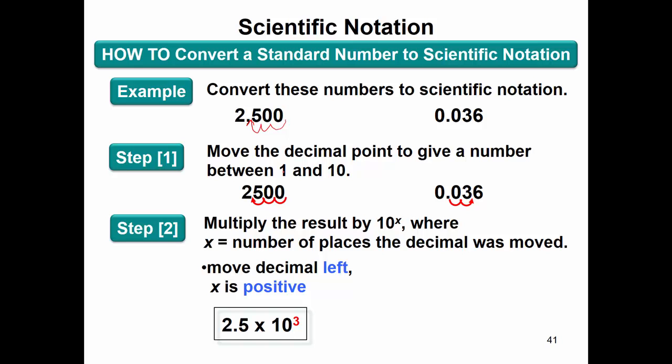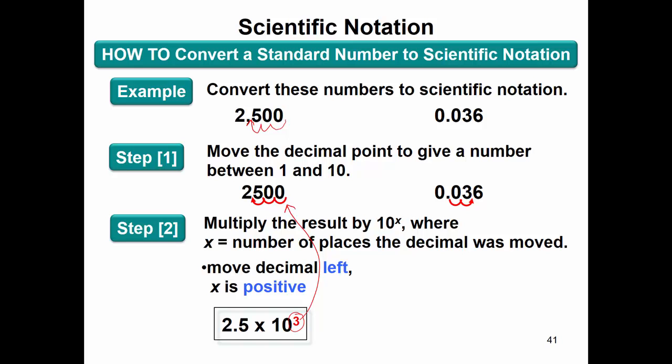And then however many places you move your decimal place, so here we went 1, 2, 3, we would say 2.5, that's the number we made here between 1 and 10, times 10 to the third power. So however many places you move the decimal, that is your number here in red.